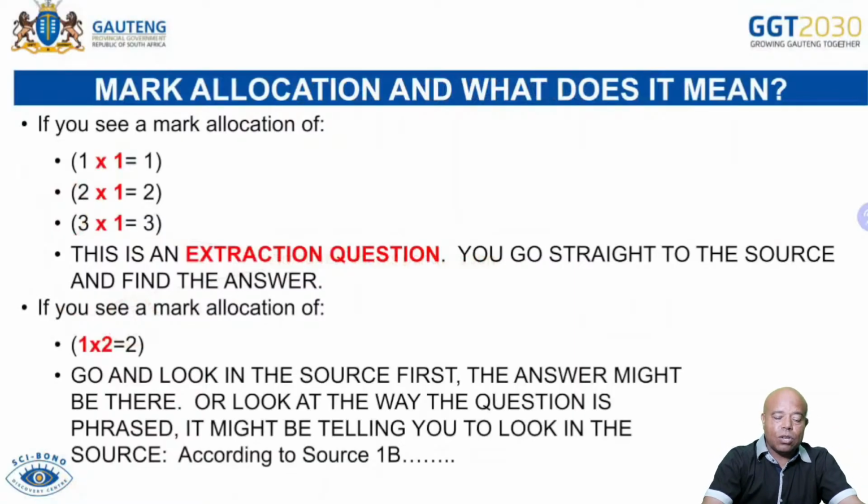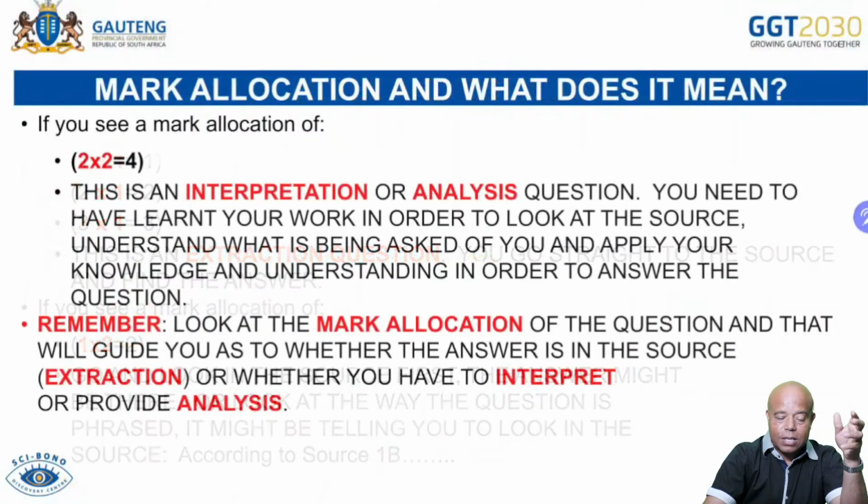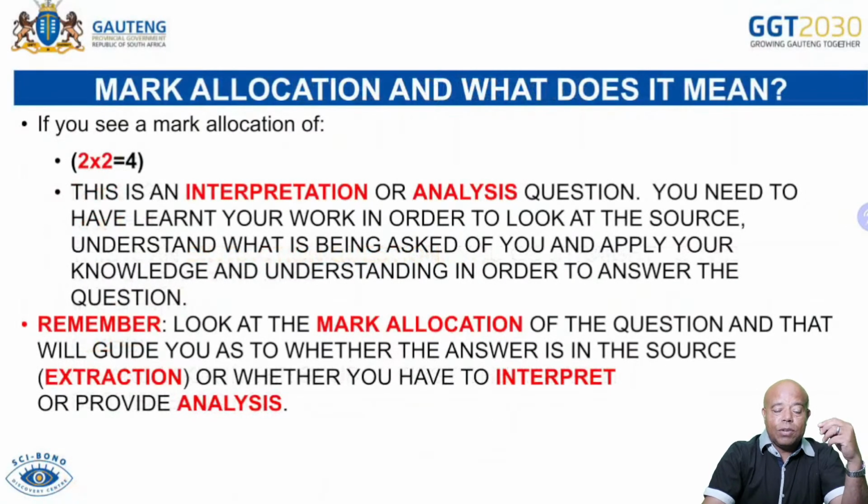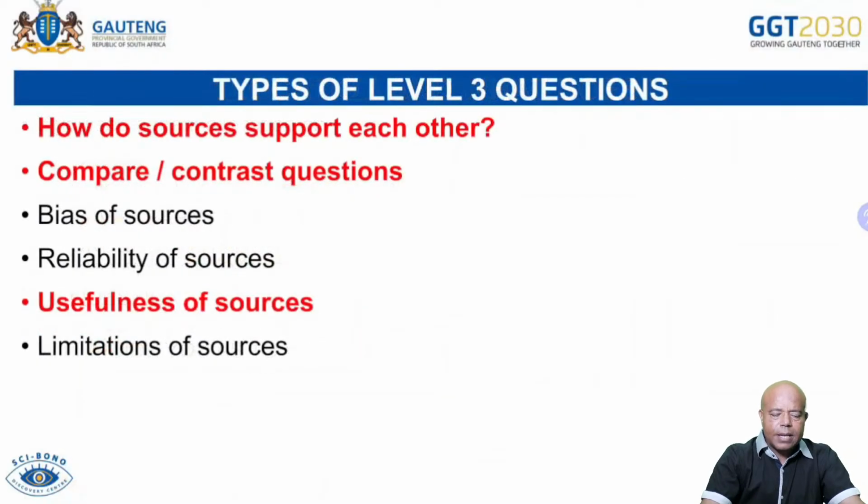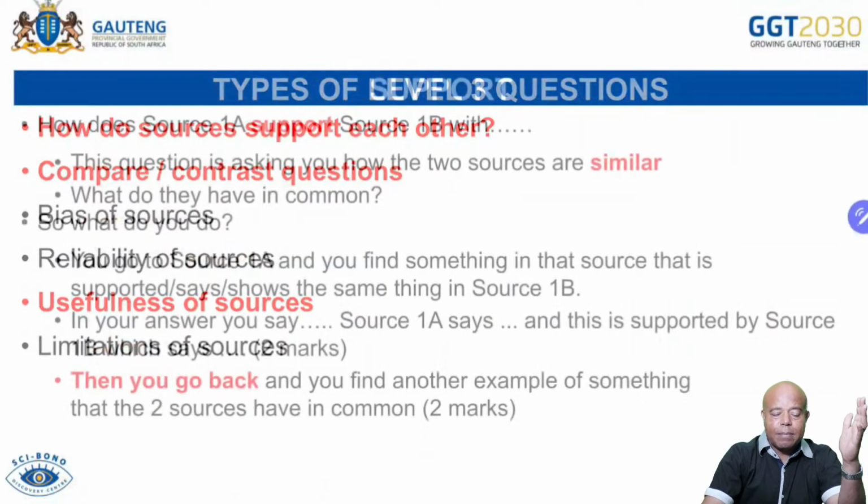So if you see a mark allocation of 1 times 2, it means you must have studied the concept, because now you must be able to interpret this particular answer. Even further, if you see 2 times 2, it means interpretation. You must be able to analyze this particular question that is being posed to you. It means you must have studied the work, because if you have no content knowledge pertaining to the Cold War or the origin of the Cold War, it will become difficult for you to answer these particular questions. Then the types of level 3 questions, like I've mentioned earlier, are how do the sources support each other, compare, contrast, basically bias, reliability, usefulness, and limitations at the same time.